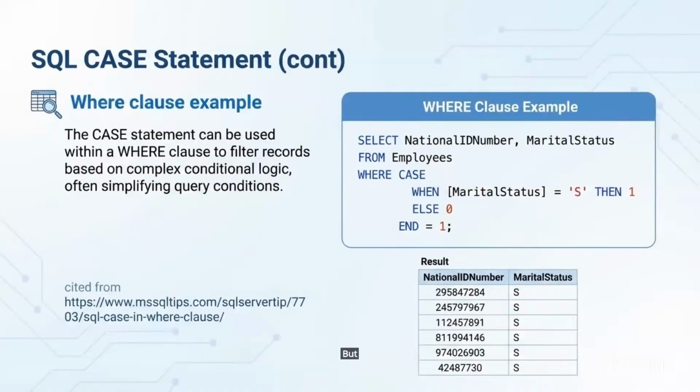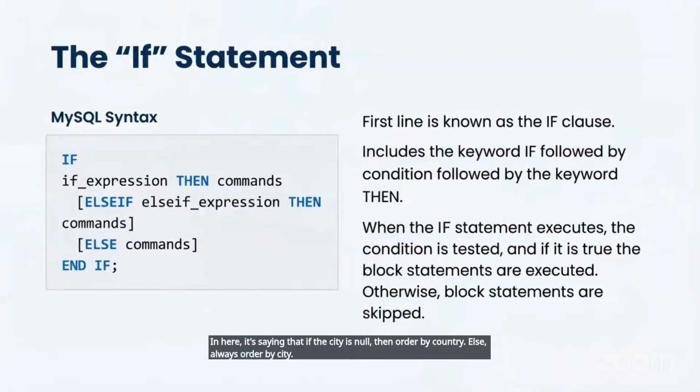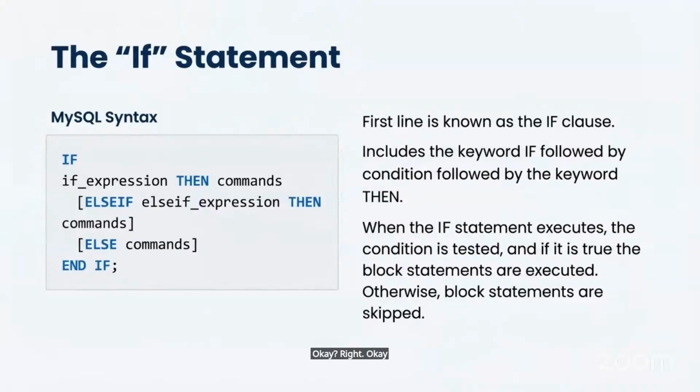But long story short, this is just trying to show you that case could also be in the where clause. And interestingly, it could also be in the order by clause. So in here, it's saying that if the city is null, then order by country, else always order by city. Okay?